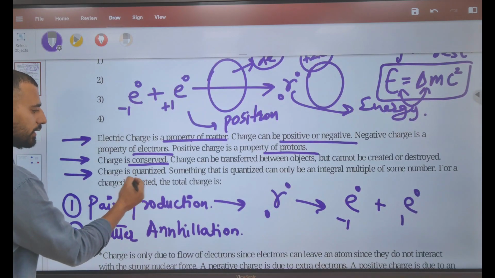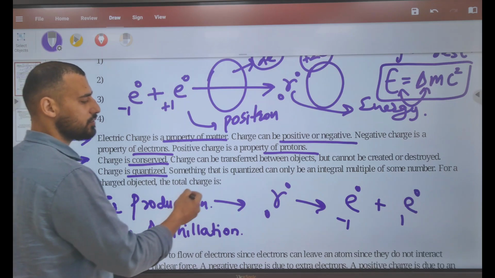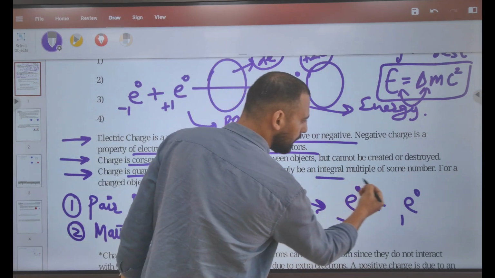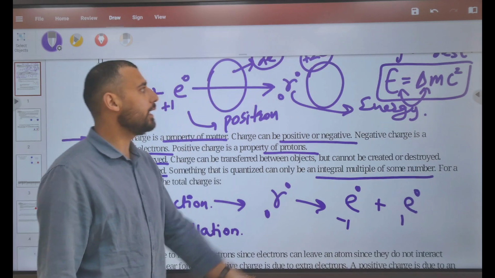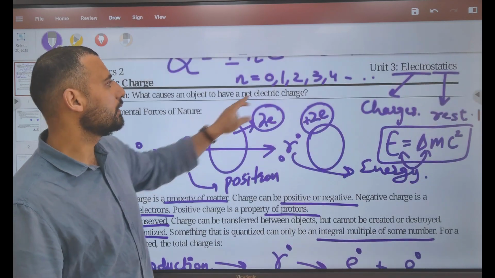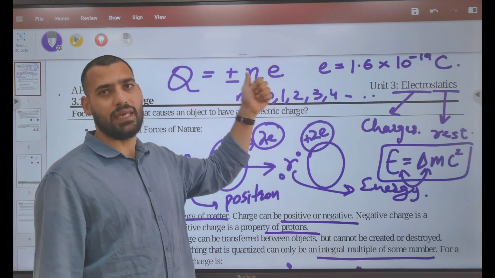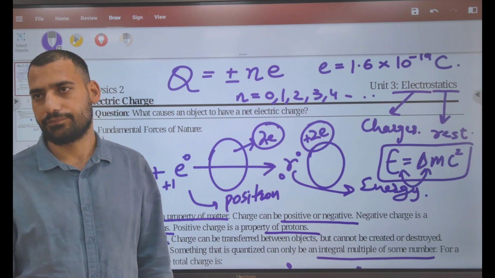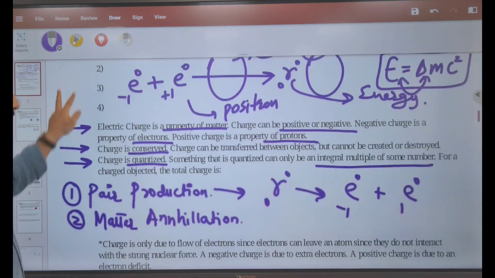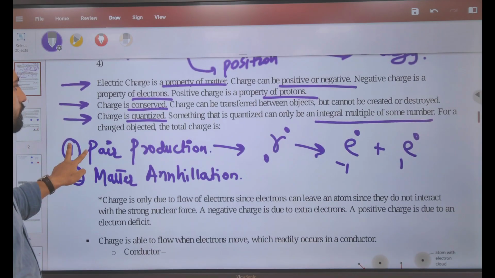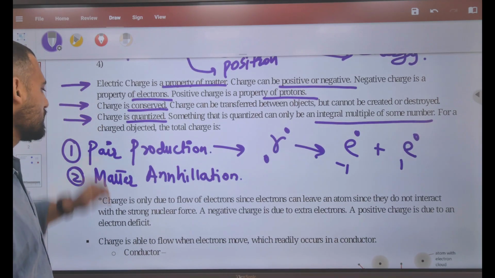So charge is quantized. Something that is quantized can only be an integral multiple of some number. Here the number is the electronic charge, multiplied by n. n is the integral multiple. Fine? So this is the concept of charge.